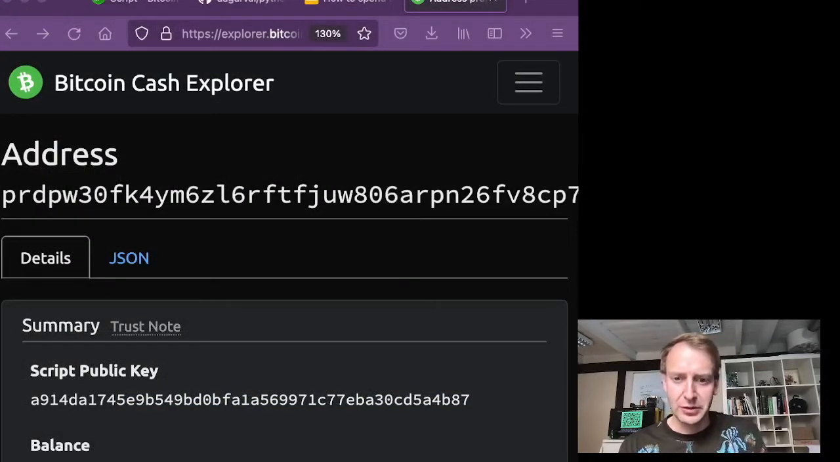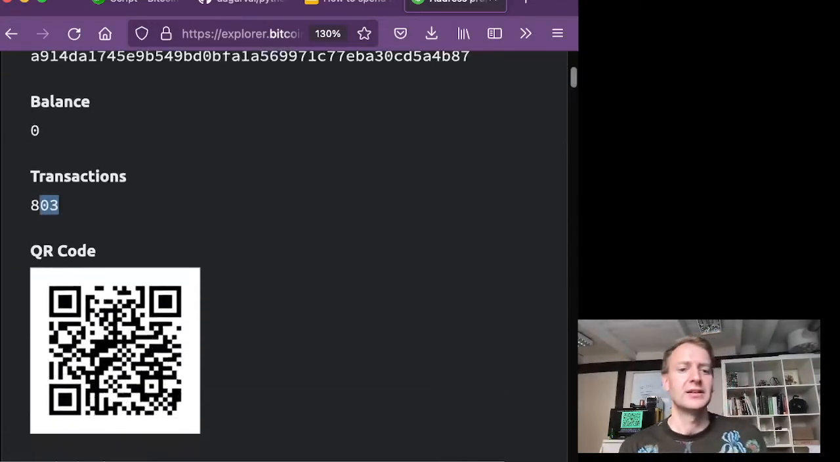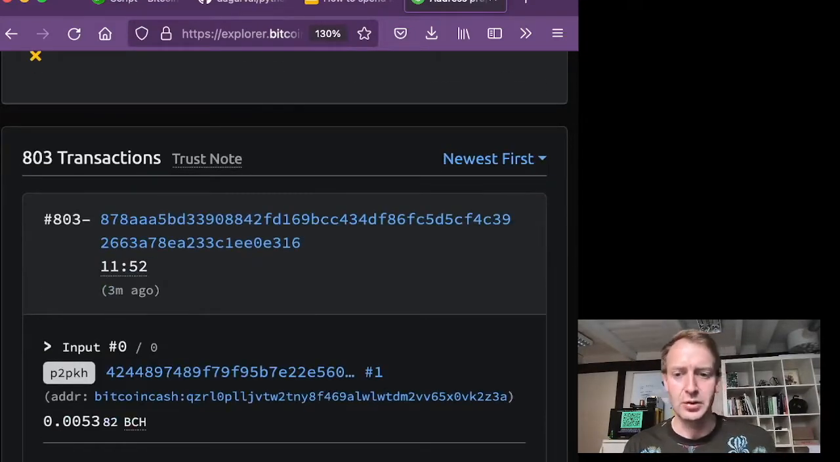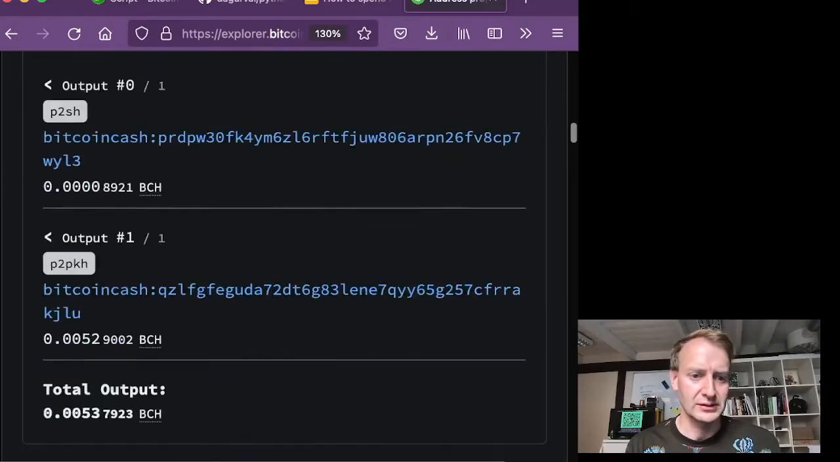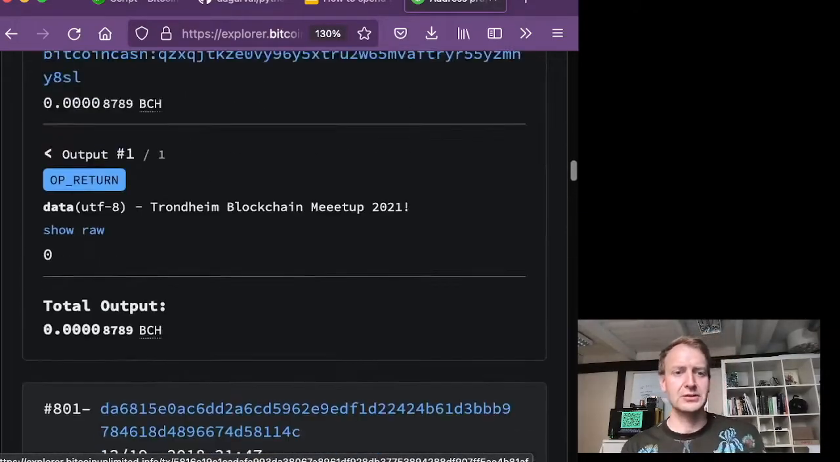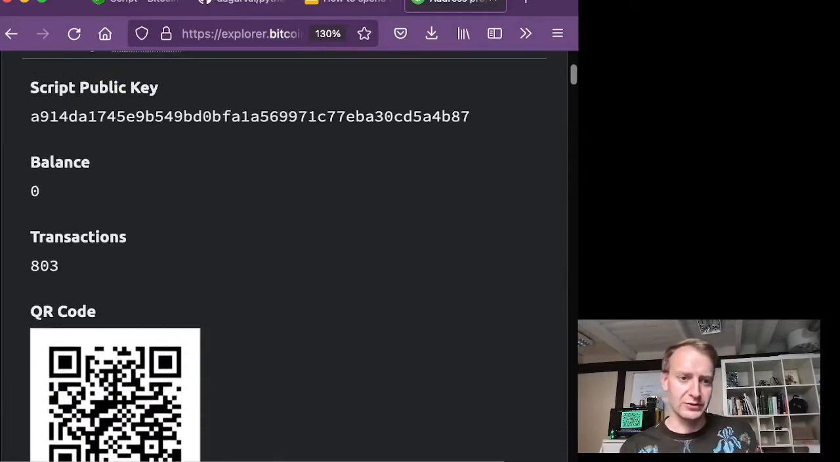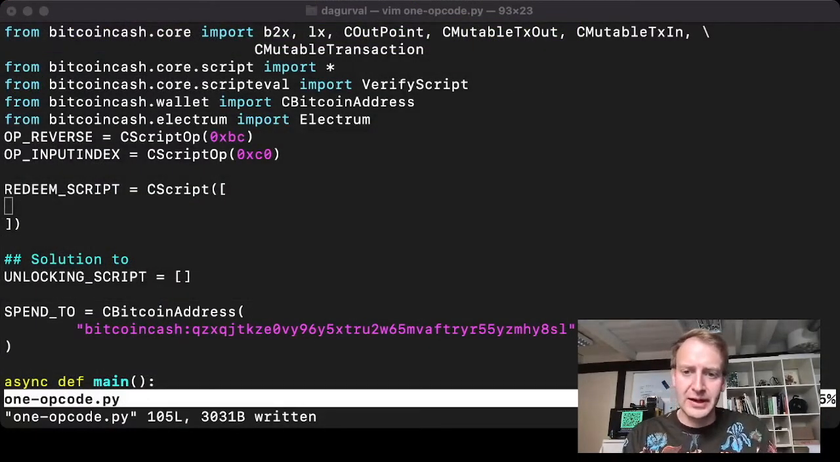Looking at the Block Explorer, we can see that this contract has had 803 transactions. So we are not the first ones to try out the contract OP_TRUE. So here is us 3 minutes ago. So we are the first to use this contract in 3 years. We are not the first to use it, but we are first in 3 years. That is something.